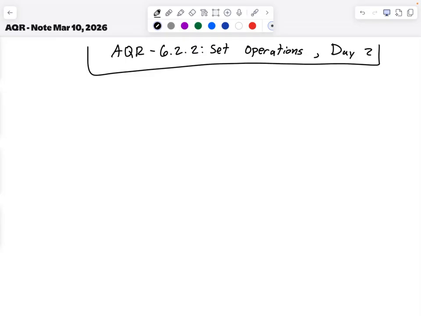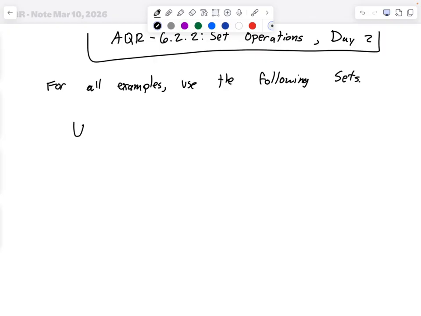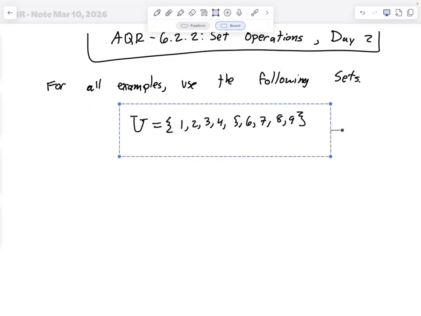Day 2. So in these problems, we're going to use the following 3 sets. I'm going to write them up on the board to start us off. For all examples, use the following sets. The universal set is going to be 1, 2, 3, 4, 5, 6, 7, 8, 9. That's our universal set.